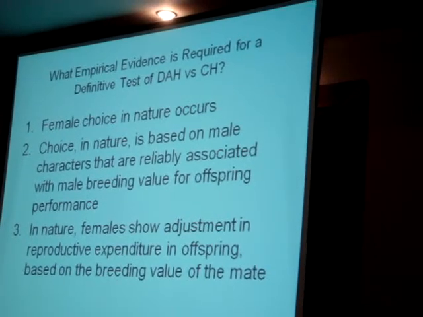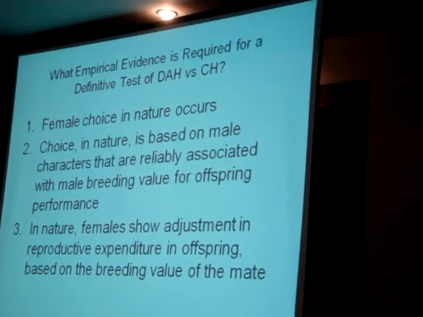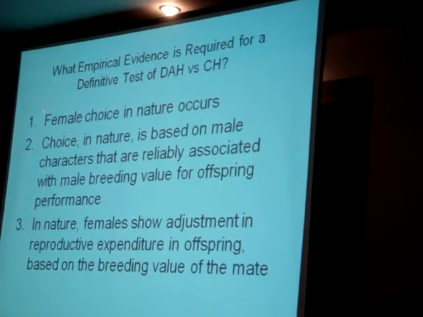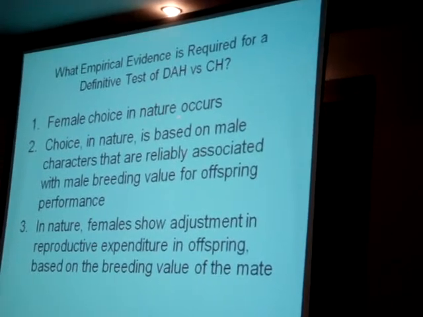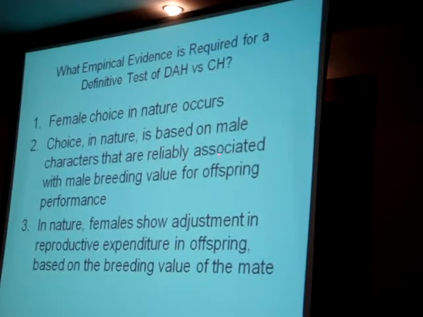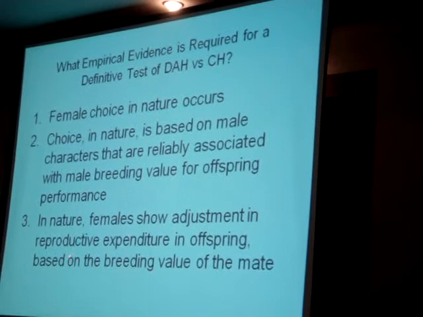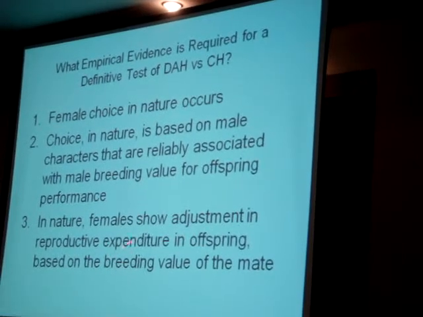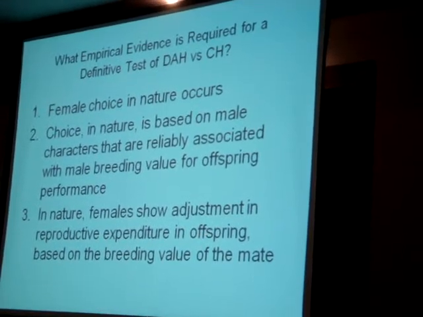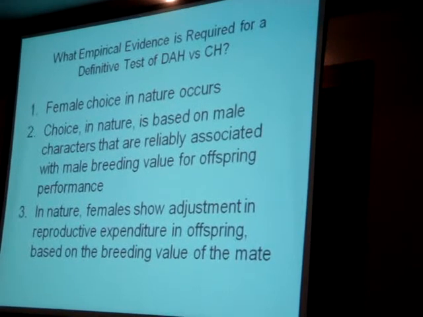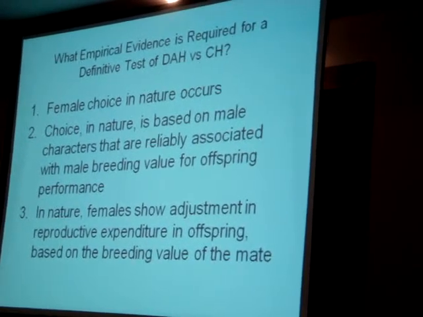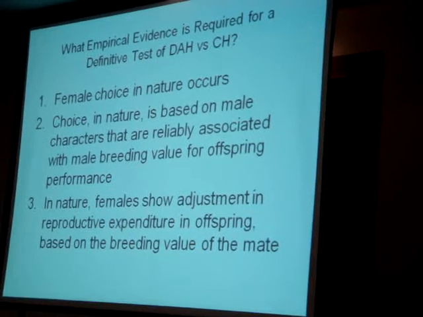What empirical evidence would you need to really nail down this hypothesis? You would have to show that female choice in nature occurs, that it's based on male characters that are reliably associated with male breeding value for offspring performance, and that in nature females show adjustment in reproductive expenditure in offspring based on the breeding value of the male. That sounds like a tall order, and I wonder if anybody has amassed those sorts of data.